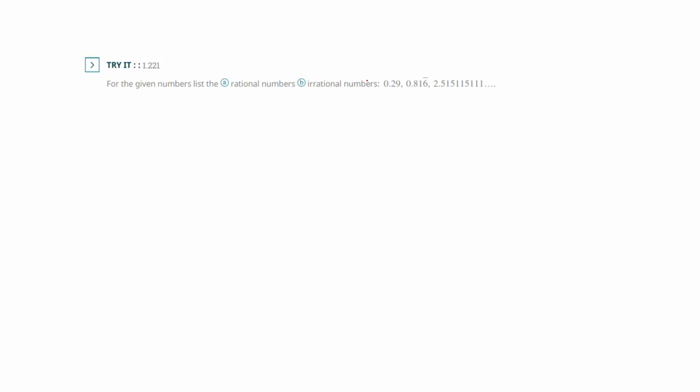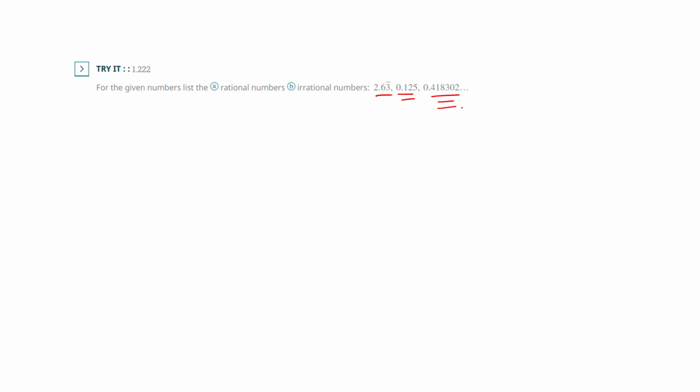So if we're going through here, that ends, so it's rational. That one repeats with the 6, remember what the line means? So that's also rational. This one never repeats, it just keeps changing, so that is an irrational number. This one repeats, so it's rational. This one ends, and this one just keeps going on indefinitely.